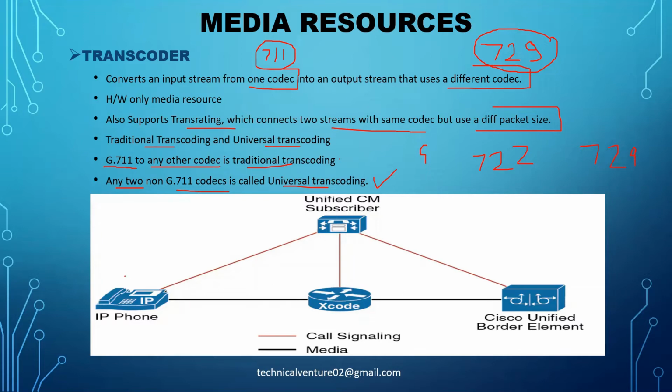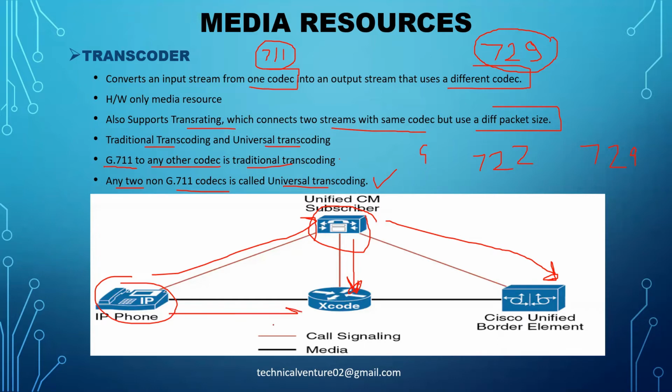As you can see in this example, this is your IP phone A, and if it is going to make a call, this call will go to the CUCM first, and then CUCM will reach out to your CUBE or gateway which is there. At that point, CUCM will see that it is sending a G.711 codec, but the other party needs a G.729. At that point, CUCM will invoke a transcoder, and then your RTP stream will be established between your IP phone and the transcoder, and the transcoder and the other party.